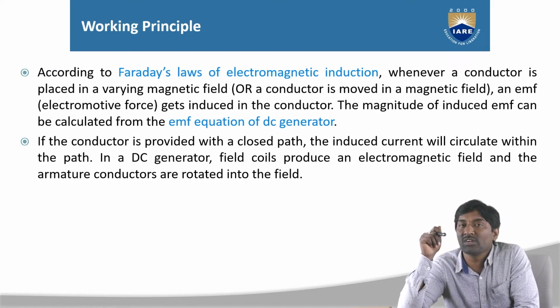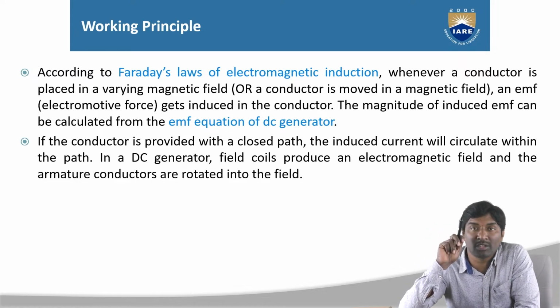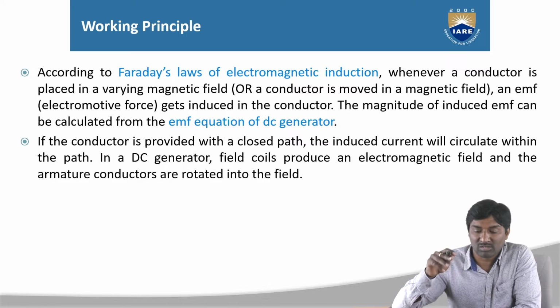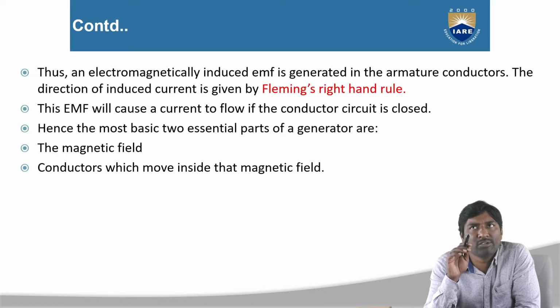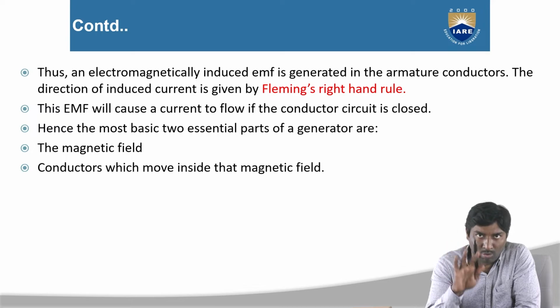So which type of induced EMF are you getting here? Dynamically induced EMF I am getting here. Now an electromagnetically induced EMF is generated in the armature conductor. The direction of the induced current is given by Fleming's right hand rule. In the case of the DC generator, the direction of induced current depends on Fleming's right hand rule. So this EMF will cause the current to flow if the conductor circuit is closed.